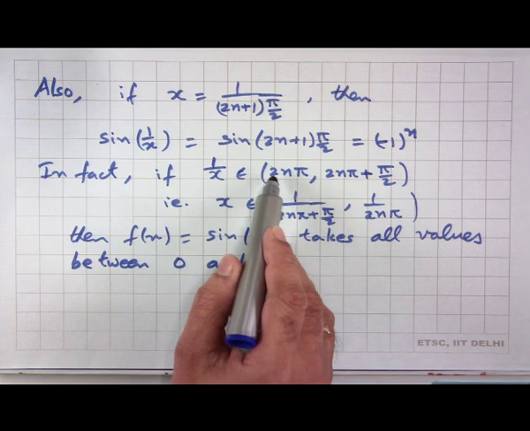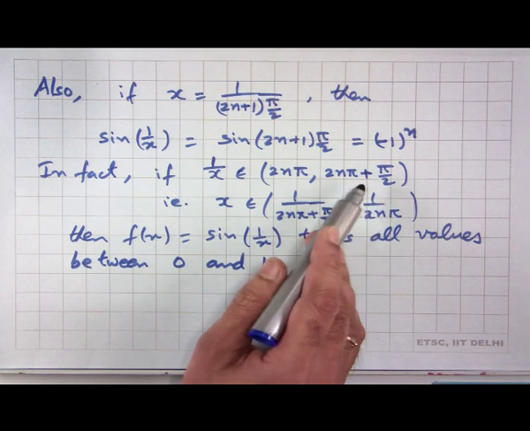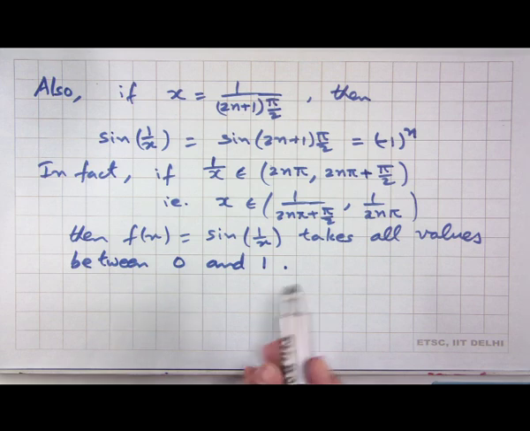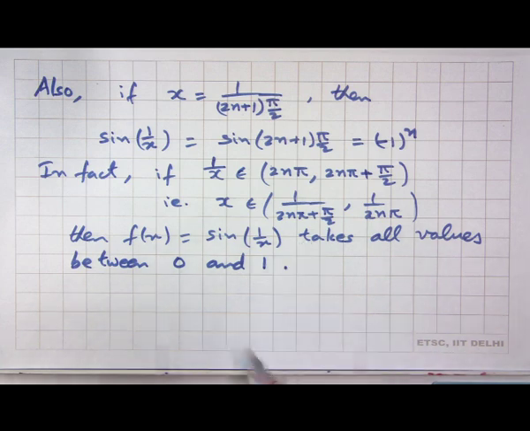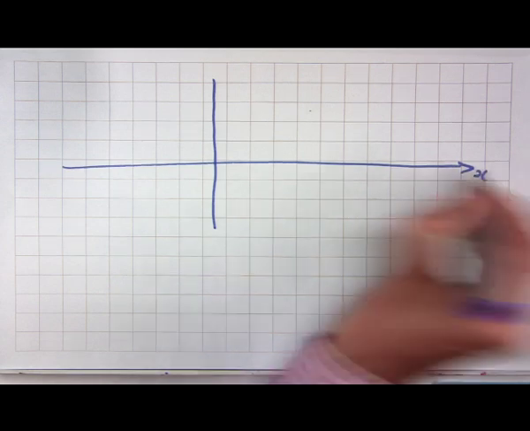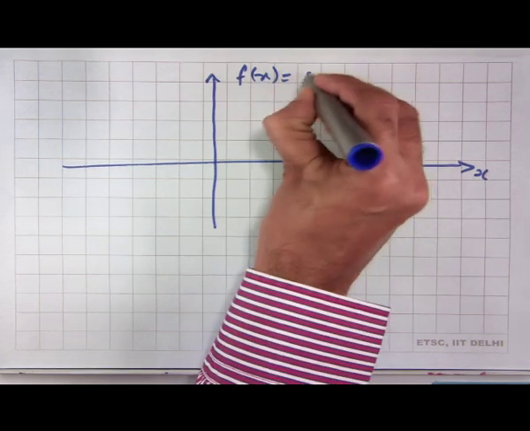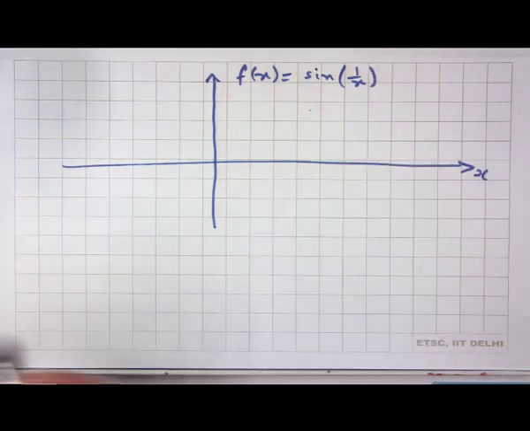In fact, if I take from 2n pi minus pi by 2 to 2n pi plus pi by 2, then it takes all the values from minus 1 to 1. So, what we see is that if we try to draw the graph of this, x, and then I have f x equal to sine of 1 by x.